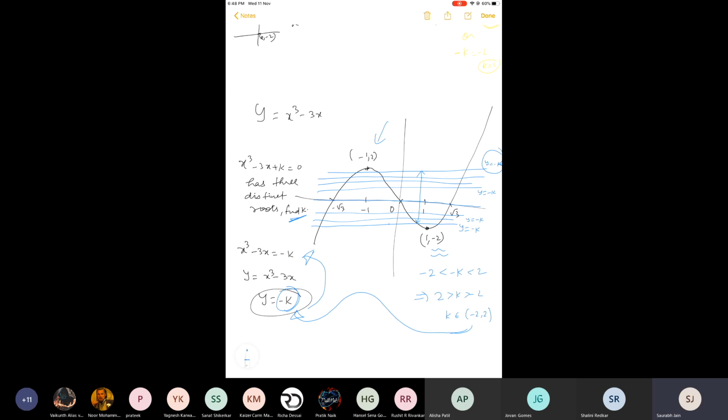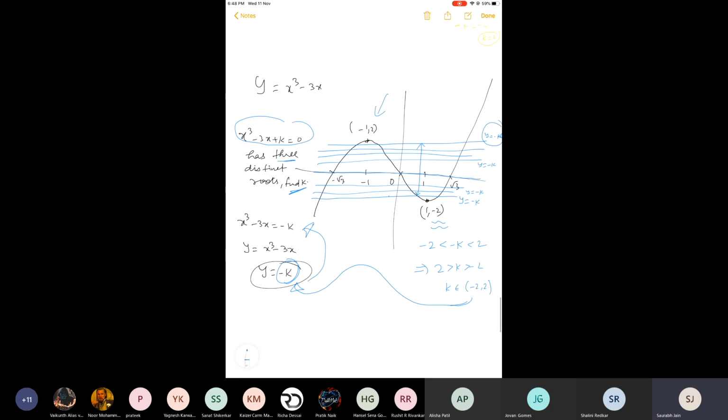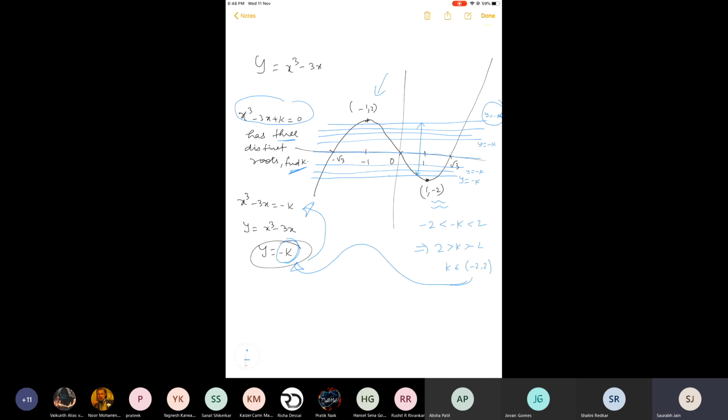So how many values are we getting? Infinitely many values. Now, there can be a question that this equation has one real root only. Same question, but instead of three distinct roots, one real root. Can anyone tell me what will be the values of k now? For one root, what will be the values of k?